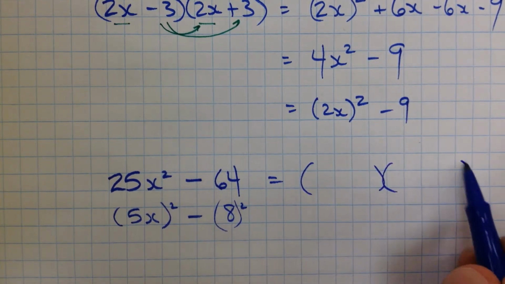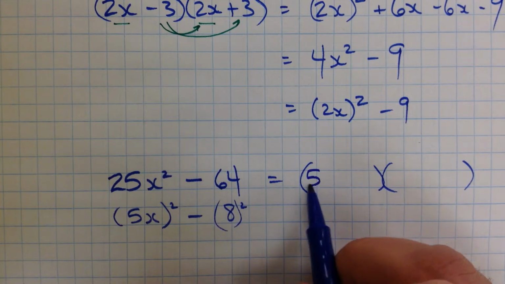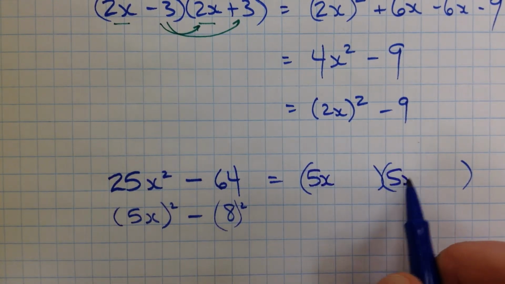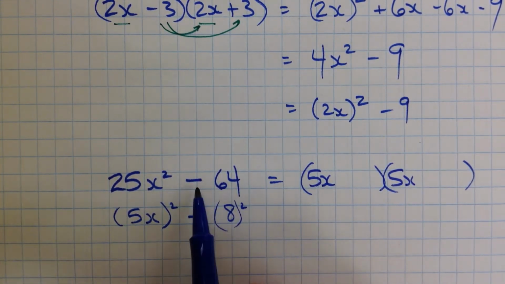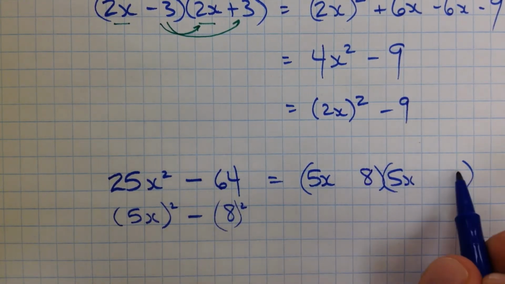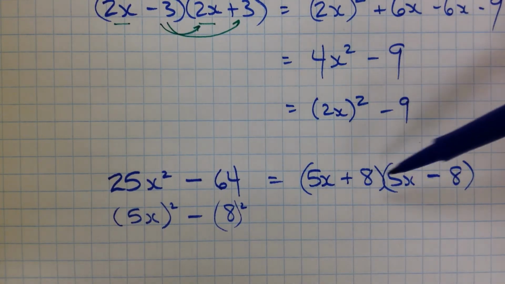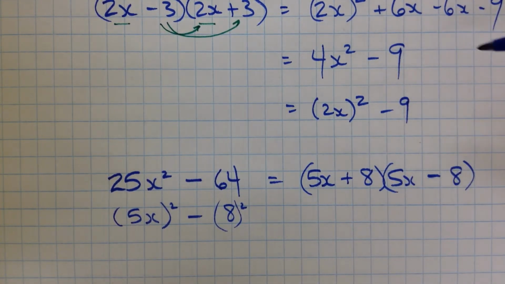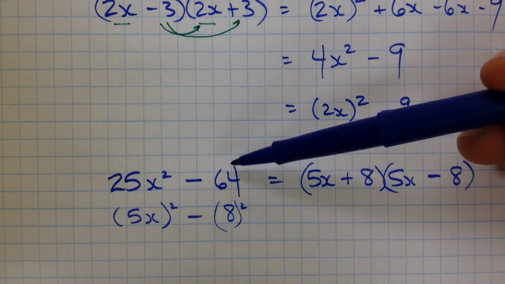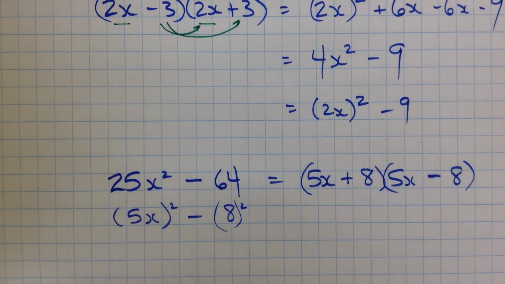All right, we're going to have the front number, the positive number here, the square root of that written out at the front of each binomial. And the back of each binomial, we're going to take the square root of this, 8, have a positive version of it and a negative version of it. And if you were to expand this back out again using binomial expansion rules, you would get back to this 25x squared minus 64. So that's a difference of squares.